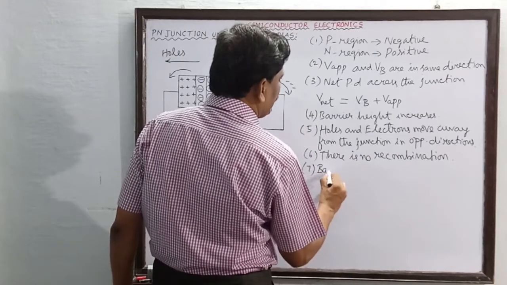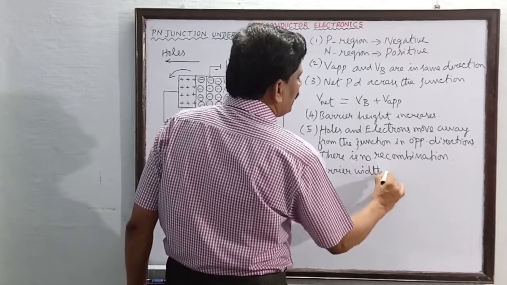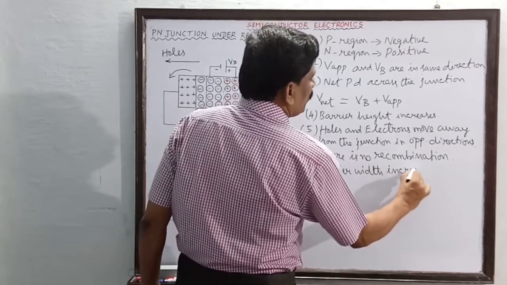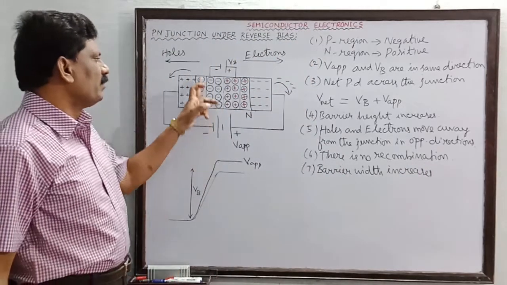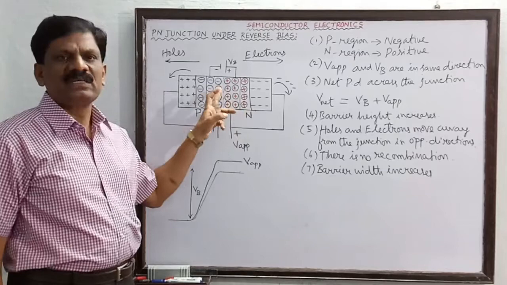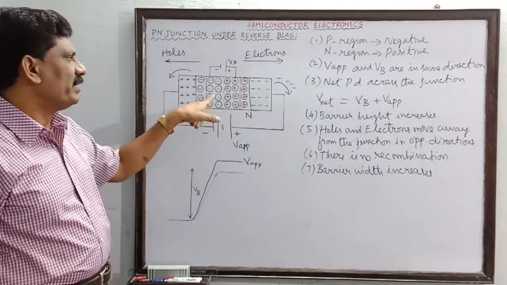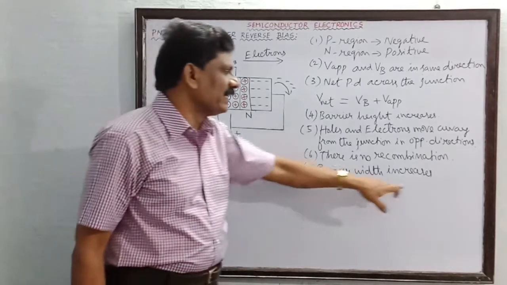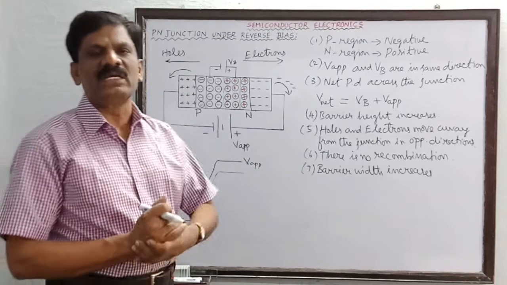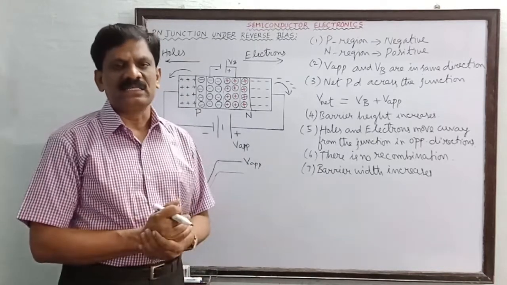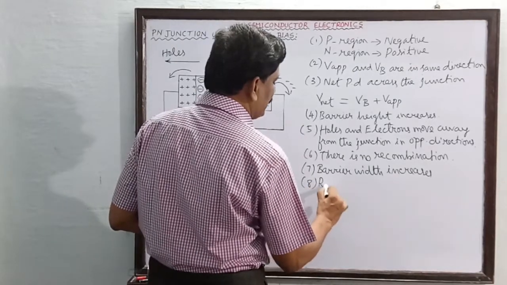The barrier width increases. Why is the barrier width increasing? Because the formation of ions will be more than in the previous case. Therefore, the barrier width increases. What is the barrier width? It is a measurement of electrical resistance, is it not? So here the electrical resistance increases.